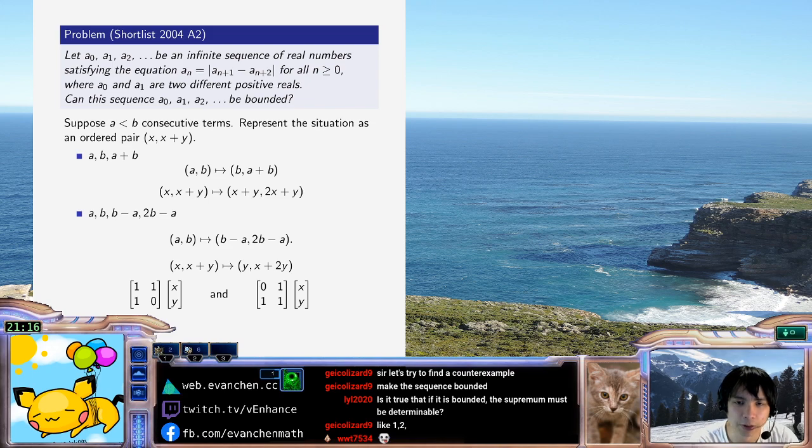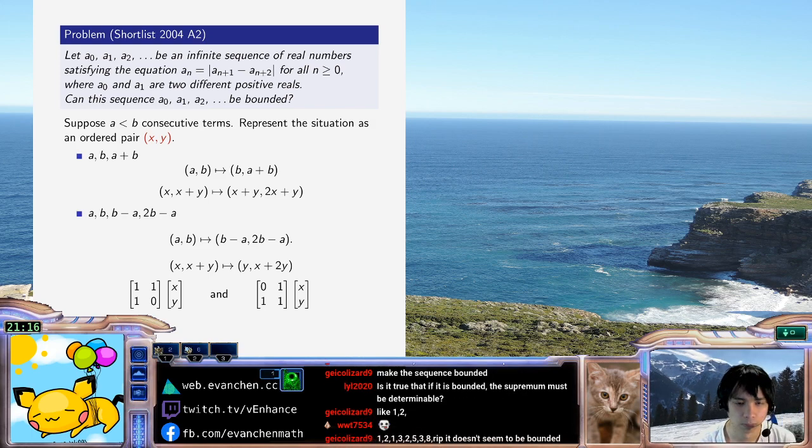I can represent situations like states as ordered pairs x comma y, where x is the term and x plus y is the term after it. And from there, I'm allowed to either go to x plus y comma y or x comma x plus y. And since x and y are integers, that means it increases without bound, the end. I think, sorry, am I a crazy person?